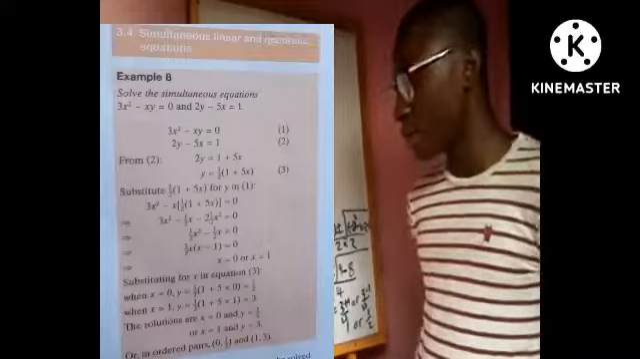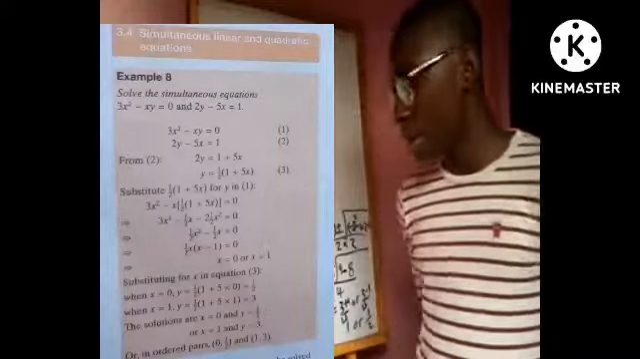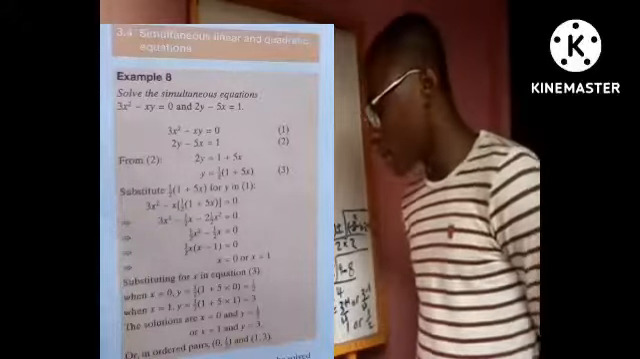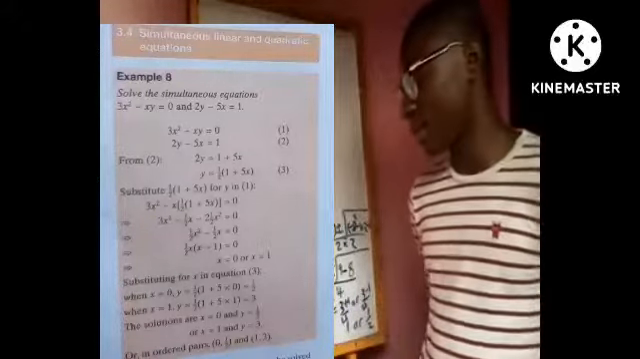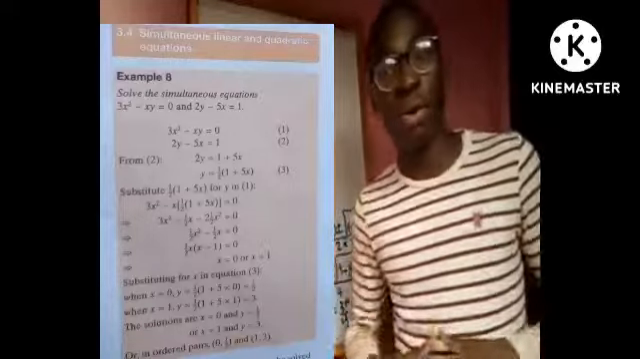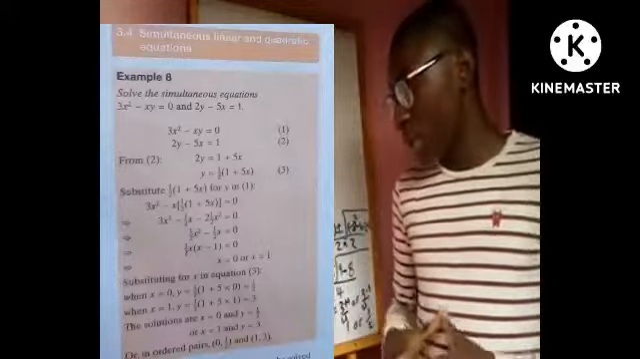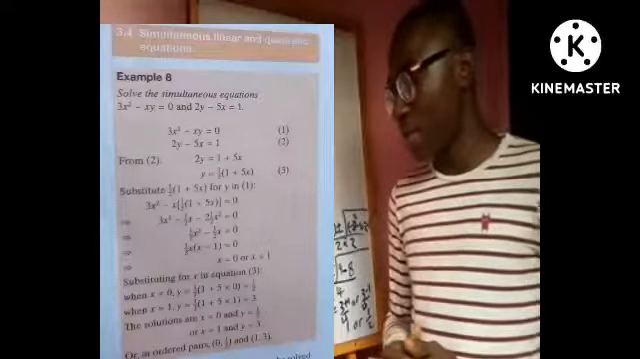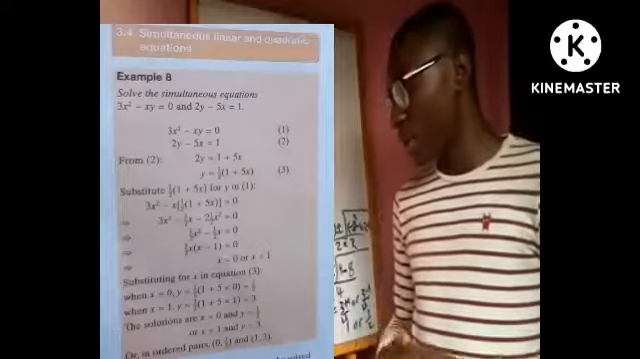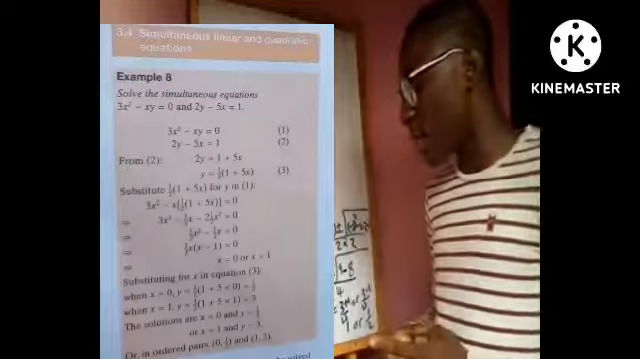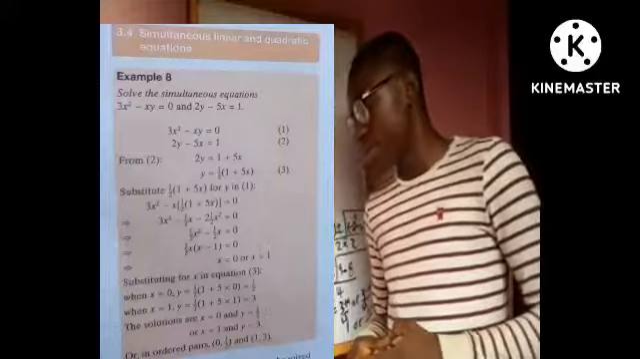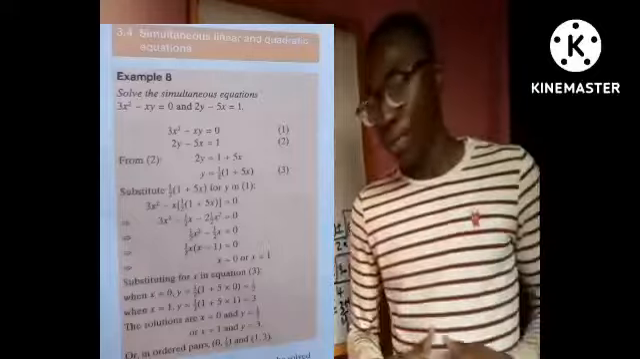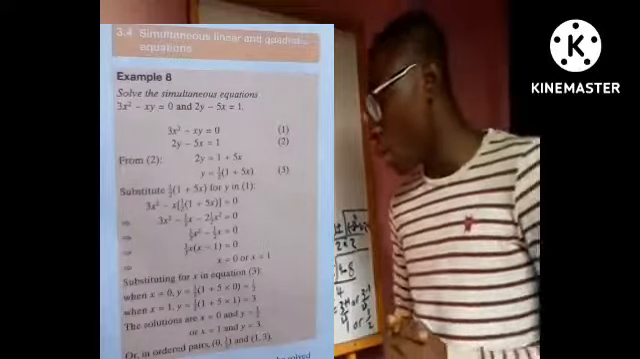Next, from equation 2 you make y the subject. That means 2y equals 1 plus 5x, and further you divide both sides by 2. So y equals half open bracket 1 plus 5x. Then you substitute that new value of y into equation 1. Anywhere you see y, you replace it with half the sum of 1 and 5x. When you substitute that, you have a quadratic equation, which is half x open bracket x minus 1 equals 0. So when you manipulate that, you have x equals 0 or x equals 1.